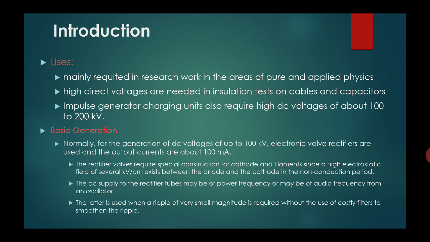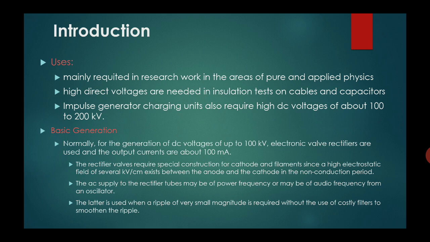The voltage does not change, which is required for applied physics purposes. Now the next application is that DC voltages are used for insulation testing of cables and capacitors. The next is that they are used for the impulse generator charging units. So when there is an impulse generator, in order to charge those impulse generators, you need DC voltages.